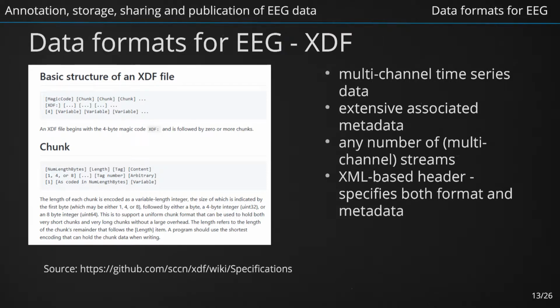The XDF concept and beta version was developed by Christian Kothe and Clemens Brunner at the Swartz Center for Computational Neuroscience, SCCN, at the University of California, San Diego, USA. An XDF file can contain any number of multi-channel streams, each of which comprises an XML-based header that specifies both format and metadata of the stream, as well as the data samples. The organization of data and metadata types is similar to the EDF and EDF+ format.